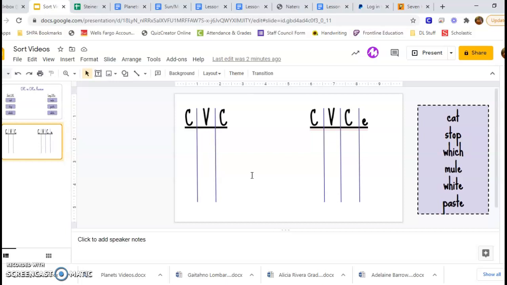All right, let's go ahead and start. So we're going to take the first word on our list, cat. On the last page, we decided this was a short CVC word. So we're going to take that word and we're going to chart it. Each blank, each column is a different group.